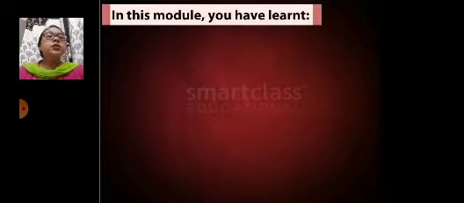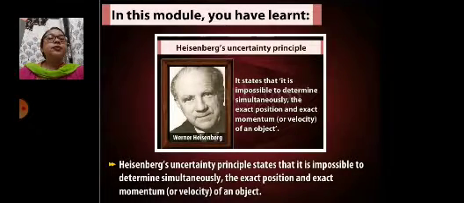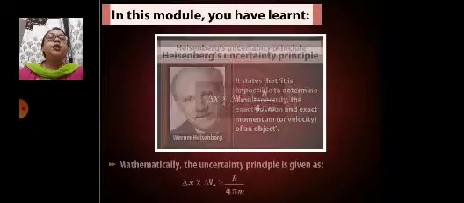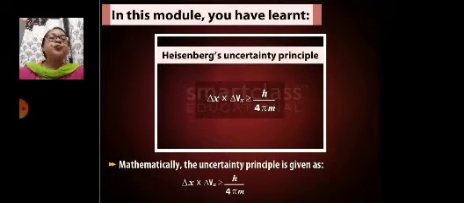So in this module, you have learned Heisenberg uncertainty principle states that it is impossible to determine simultaneously the exact position and exact momentum or velocity of an object. Mathematically, the uncertainty principle is given as delta x into delta v is more than or equal to h upon 4 pi m.